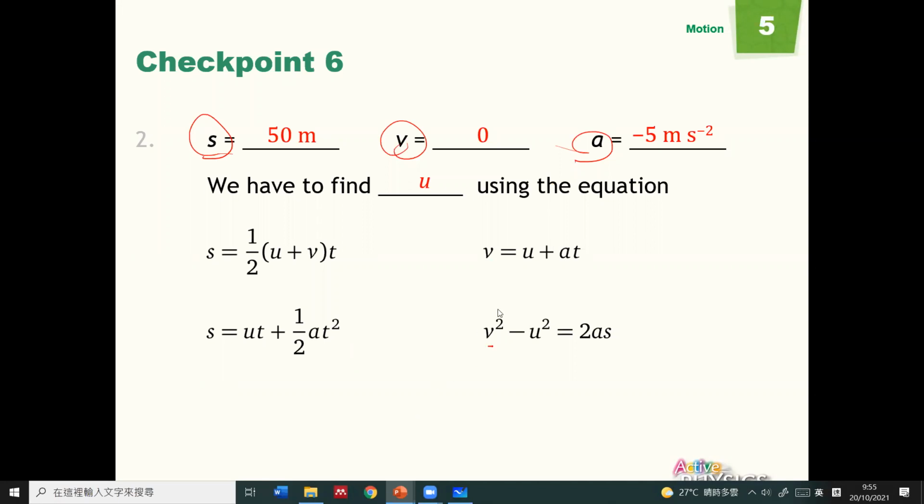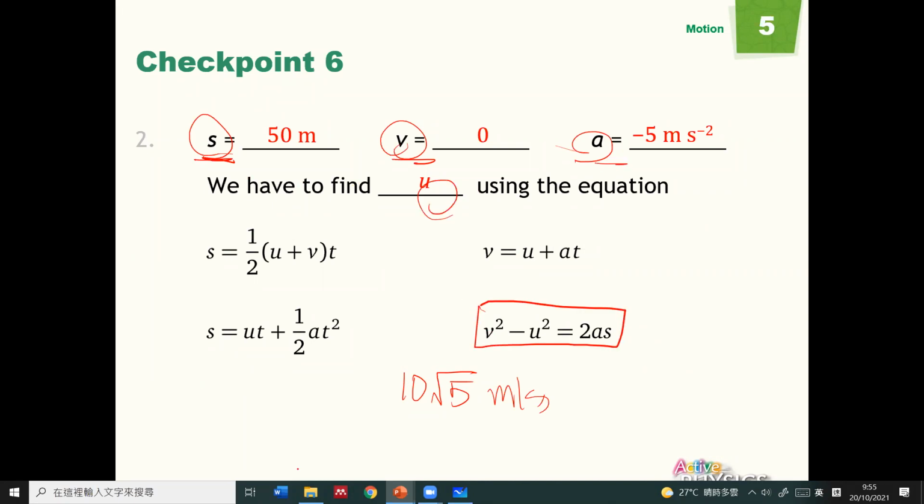10 square root of 5. Okay, so your answer is correct. So now we have the displacement and velocity. We need to find U and A. So we need to use this equation.